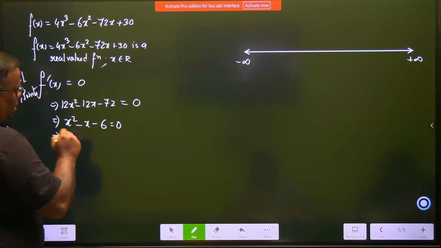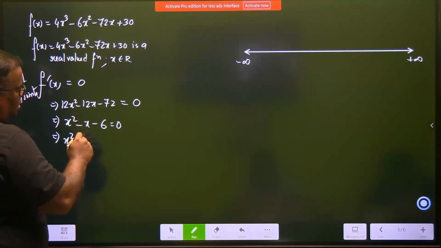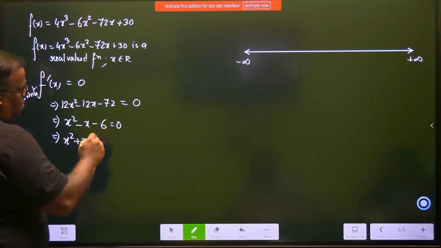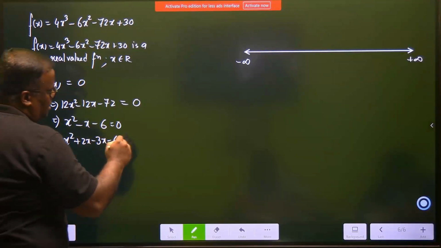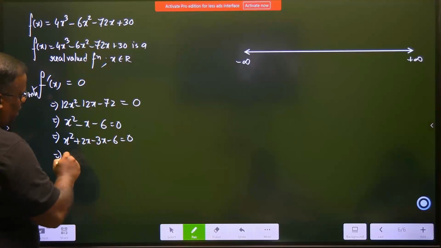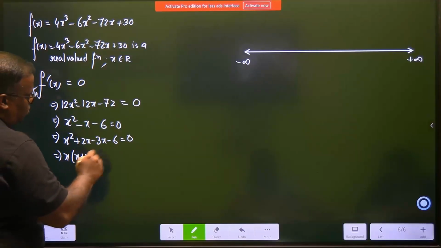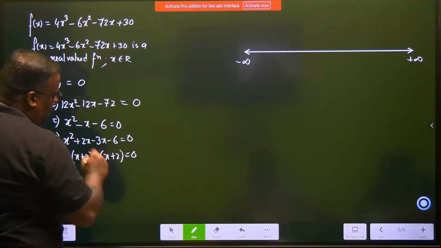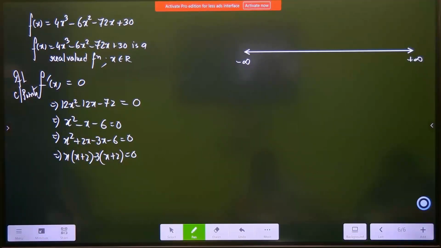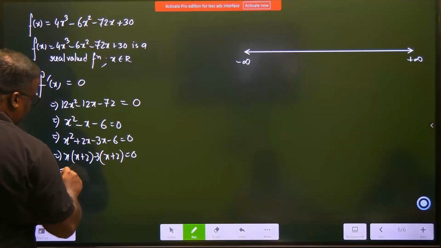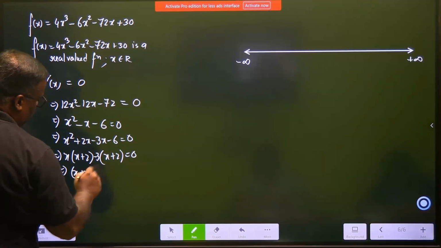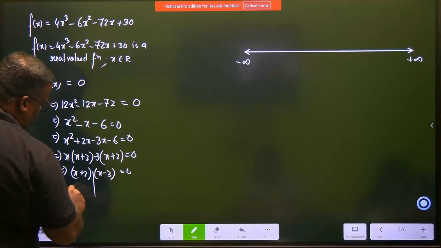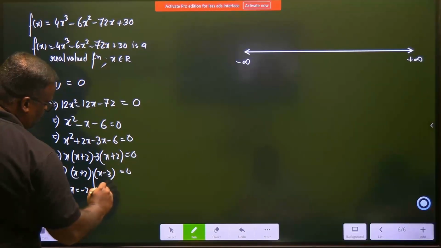x square plus 2x minus 3x minus 6 is equal to 0. Or x into x plus 2, here I must get x plus 2, so here I will get a minus 3. So take x plus 2 common. So you have x minus 3 equal to 0. Solving this, we will get x equal to minus 2, x equal to 3.